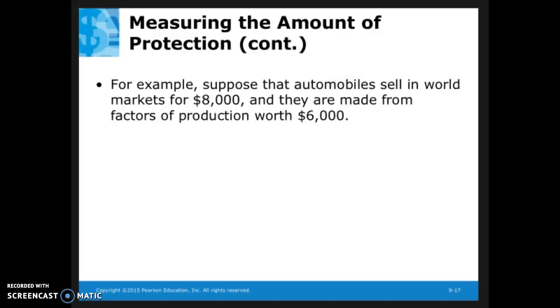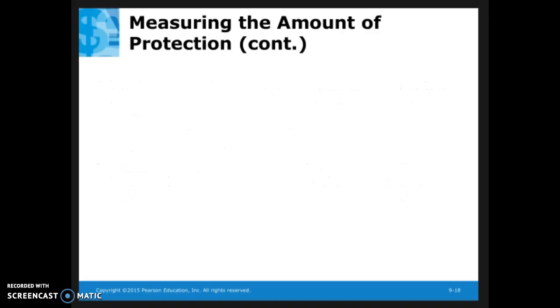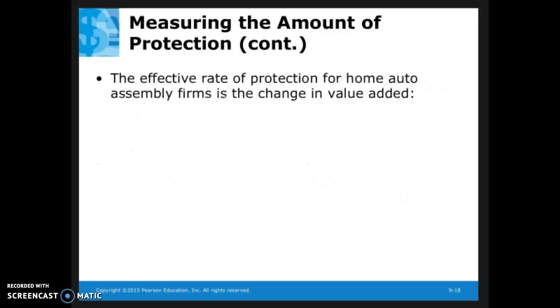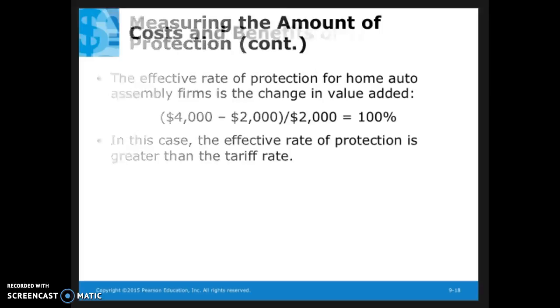For example, suppose that automobiles sell in world markets for $8,000. They are made from factors of production worth $6,000. The value added is $2,000, which is the difference of those two. So suppose the country puts a 25% tariff on imported autos, so that home assembly firms can now charge up to $10,000 instead of $8,000. The effective rate of protection equals 4,000 minus 2,000 divided by 2,000, which equals 100%. In this case, the effective rate of protection is greater than the tariff rate.